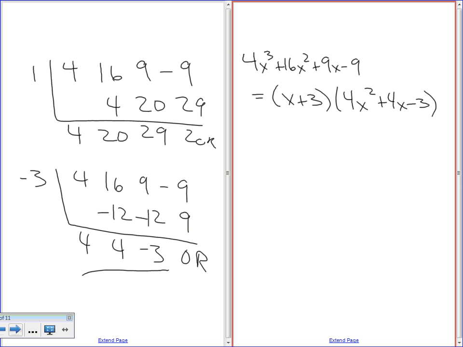What do you think you do next, if I want to keep factoring? Yeah, you factor the quadratic, right? It's a hard type trinomial. So factoring the hard type trinomial.